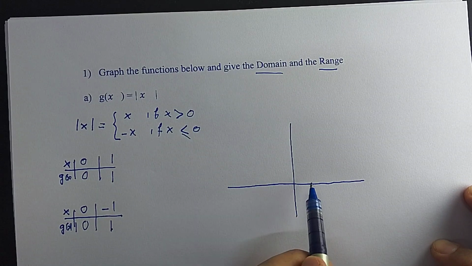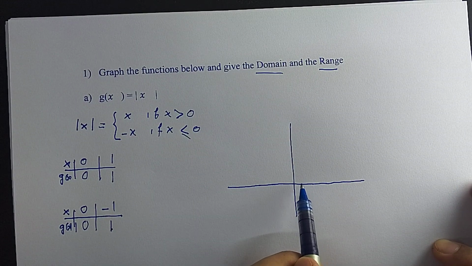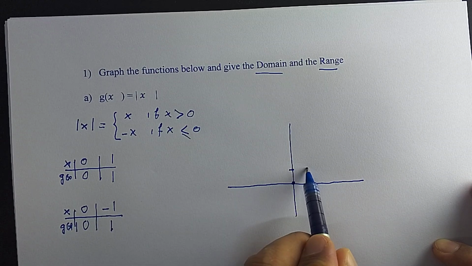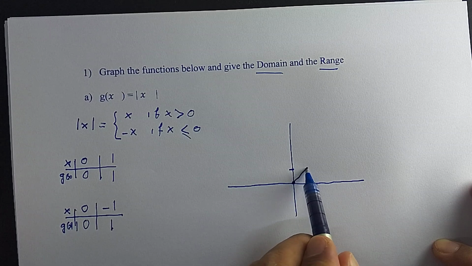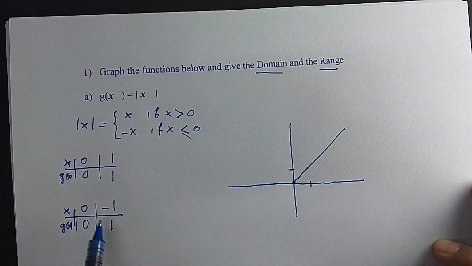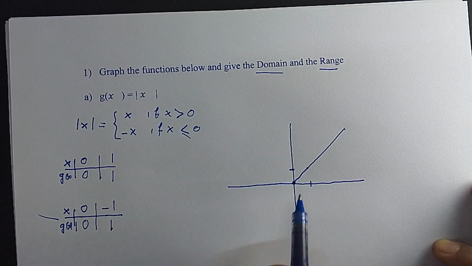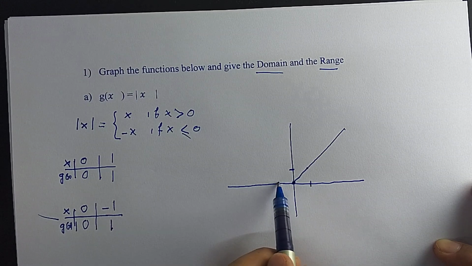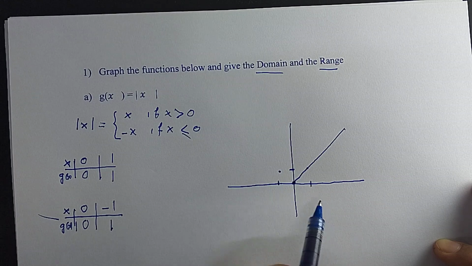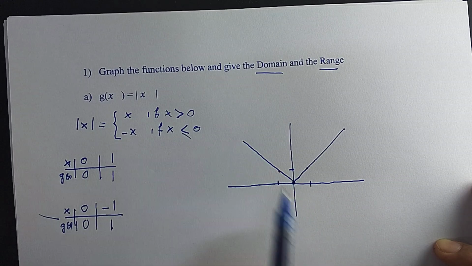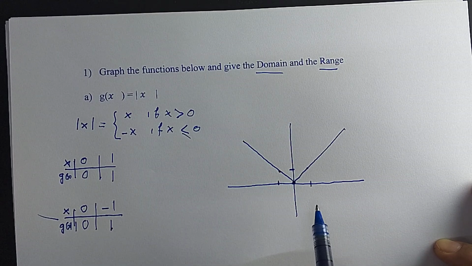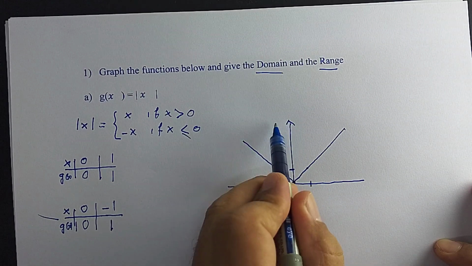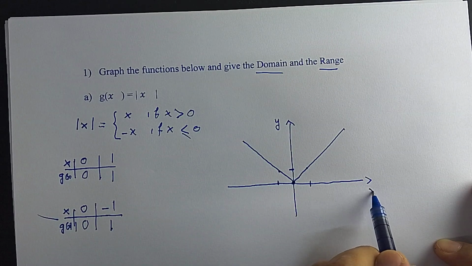For the positive part we have 0, 0 and 1, 1. Here is the first part of our graph. The second one: 0, 0 is the first point, and the second point is minus 1, 1. So this is the graph of g. This is the y-axis, and this is the x-axis.